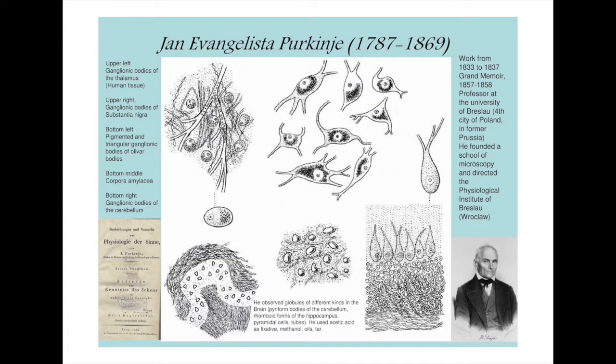The upper left image shows ganglionic bodies of the human thalamus, and upper right from human substantia nigra. The bottom left image shows pigmented and triangular ganglionic bodies of human olivary bodies. On the bottom right image, you can see ganglionic bodies of the cerebellum, still known today as Purkinje cells. However, the function of these globules was unclear.